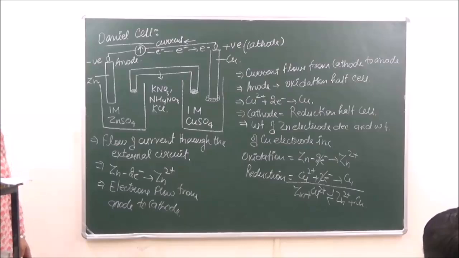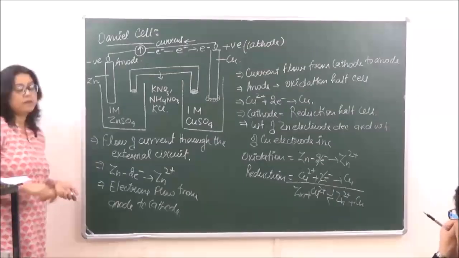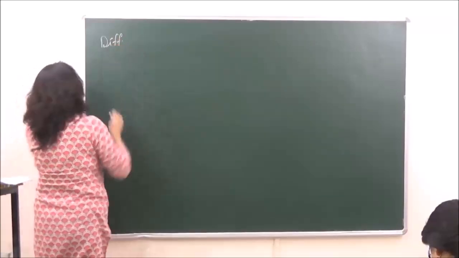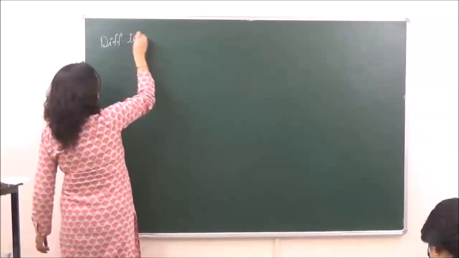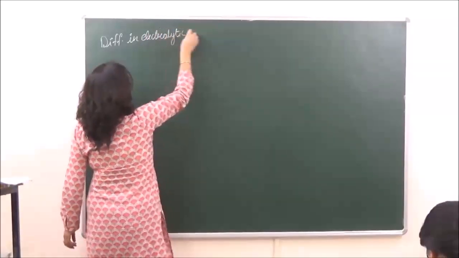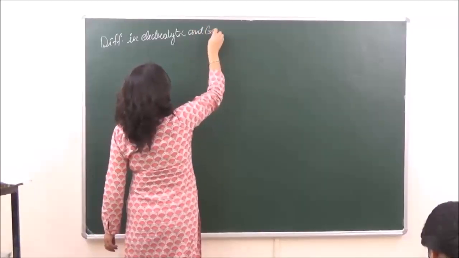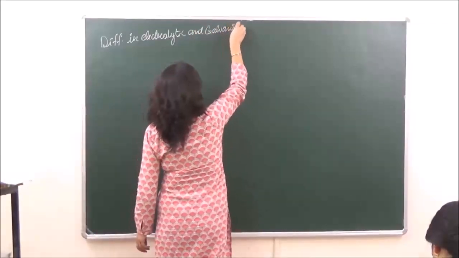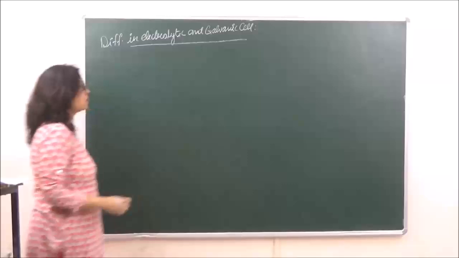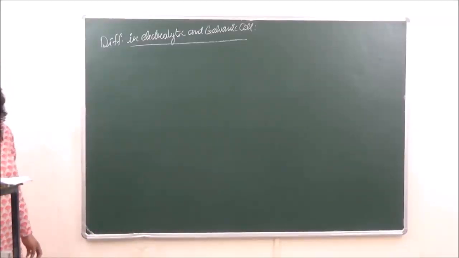Then we have already done now 2 kinds of cells. One which is known as the electrochemical cell, and the other one which is known as the electrolytic cell. Let's see the differences in both. Differences between electrolytic and galvanic cell.